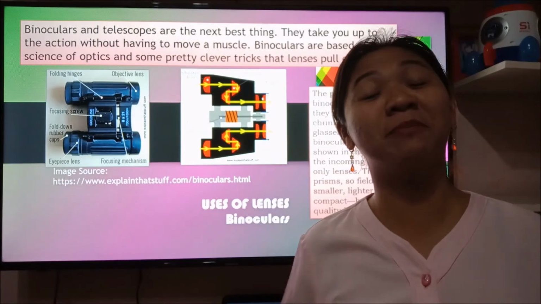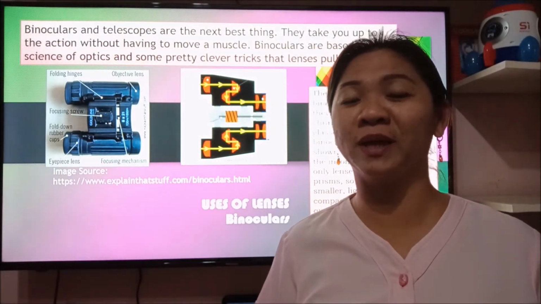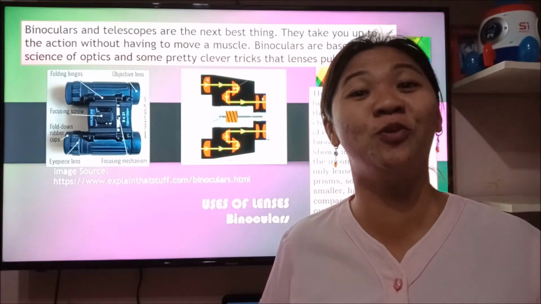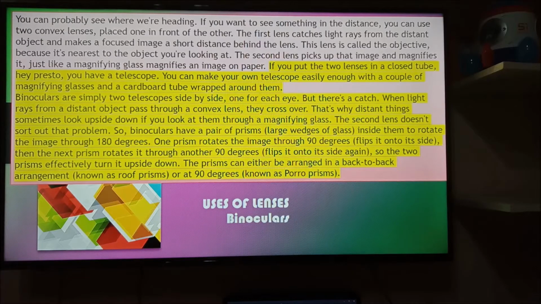Have you ever used a binocular or a telescope, especially in viewing distant places that you want to see clearly? If you put two convex lenses in a closed tube, presto, you have a telescope. You can make your own telescope easily enough with a couple of magnifying glasses and a cardboard tube wrapped around them. Binoculars are simply two telescopes side by side, one for each eye.